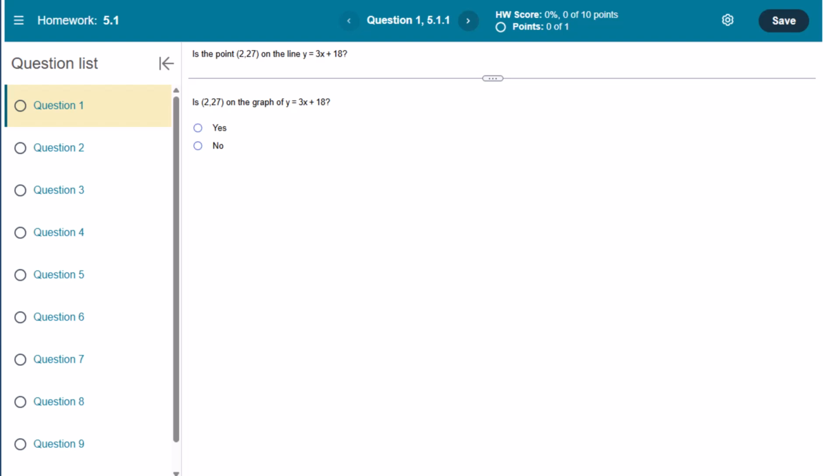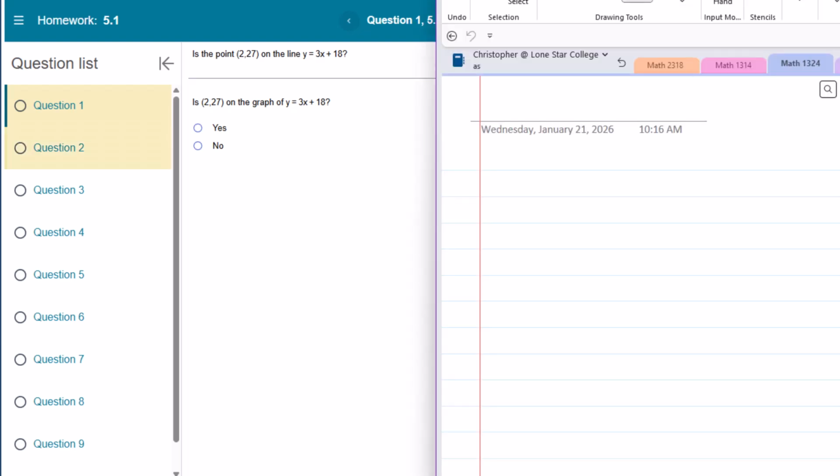So here in question 1, they want to know, is that point (2, 27) on this line y equals 3x plus 18? Well, let's find out. So I've got y equals 3x plus 18. And I want to know, is this point (2, 27) actually on that line or not?